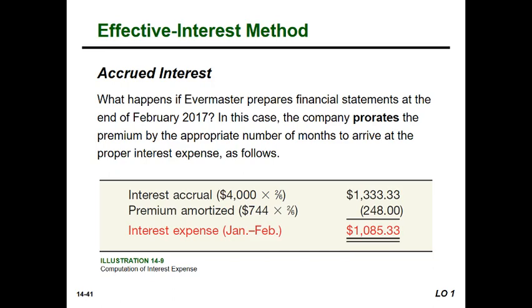So, if, for example, they need to prepare their financial statements at the end of February 2017 because they're not running on a calendar year, then the company is going to prorate the premium by the appropriate amount of the months to arrive at the proper interest expense. Now, what you'll notice here is that it's just the time proration, which is going to, in effect, be a straight line proration. So when we're looking at those fractional times within an interest period, we don't go so far as to try to figure it out. Specifically, we use just the straight line method.